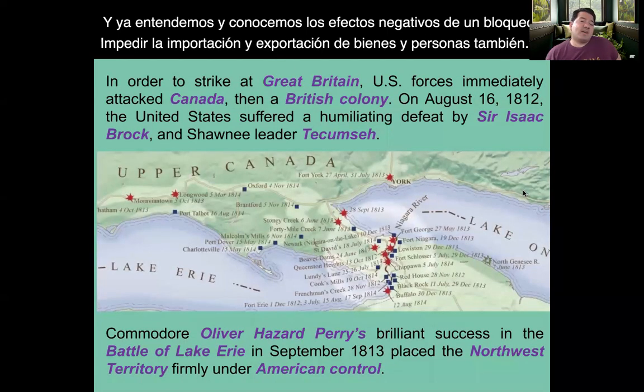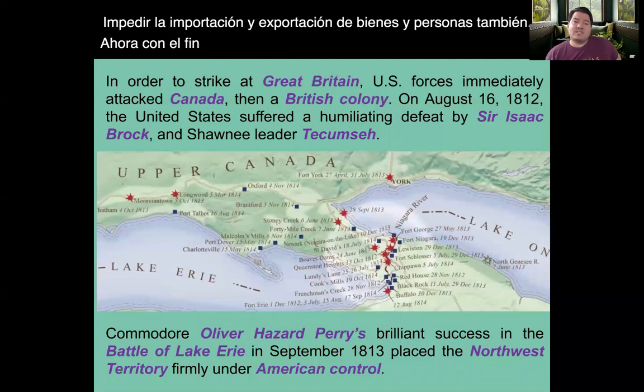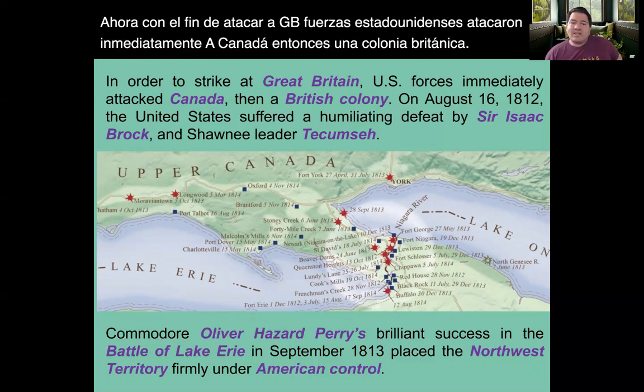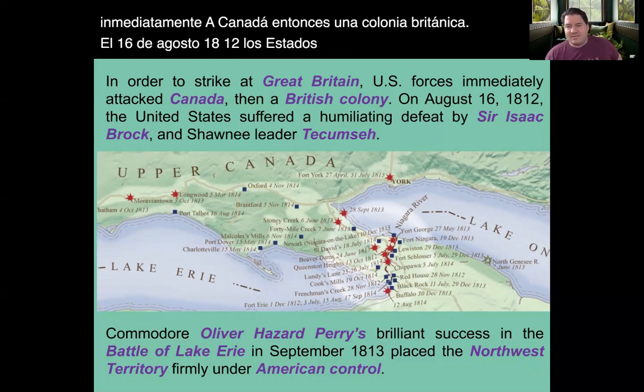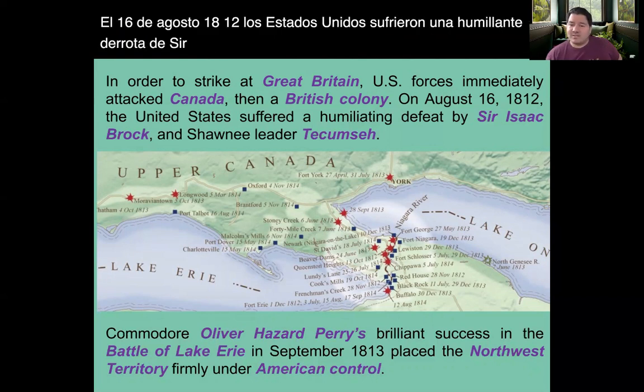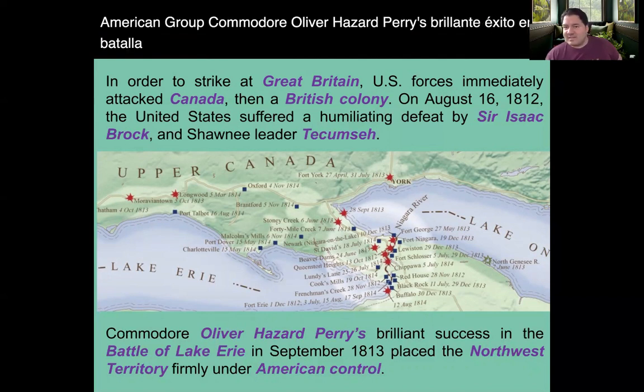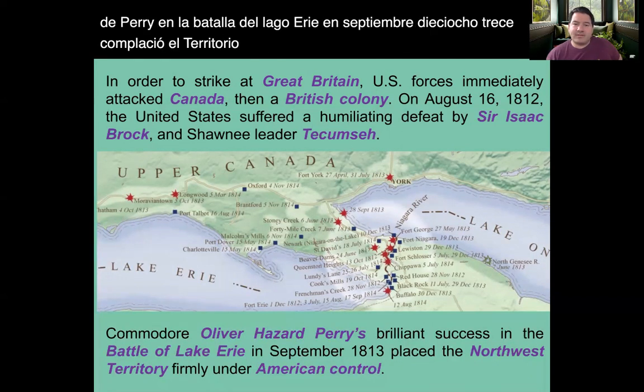Now, in order to strike at Great Britain, U.S. forces immediately attacked Canada, then a British colony. On August 16, 1812, the United States suffered a humiliating defeat by Sir Isaac Brock and a Shawnee leader, Tecumseh. Commodore Oliver Hazard Perry's brilliant success in the Battle of Lake Erie in September 1813 placed the Northwest Territory firmly under the control of America.